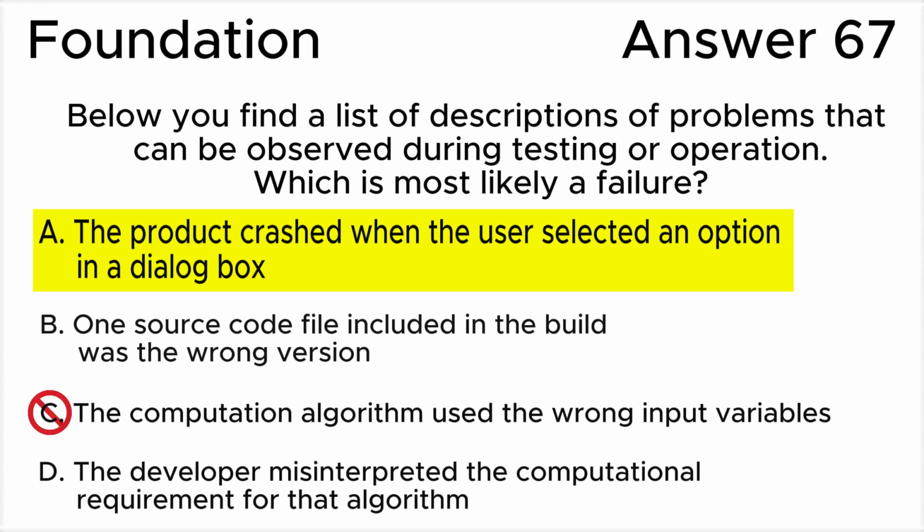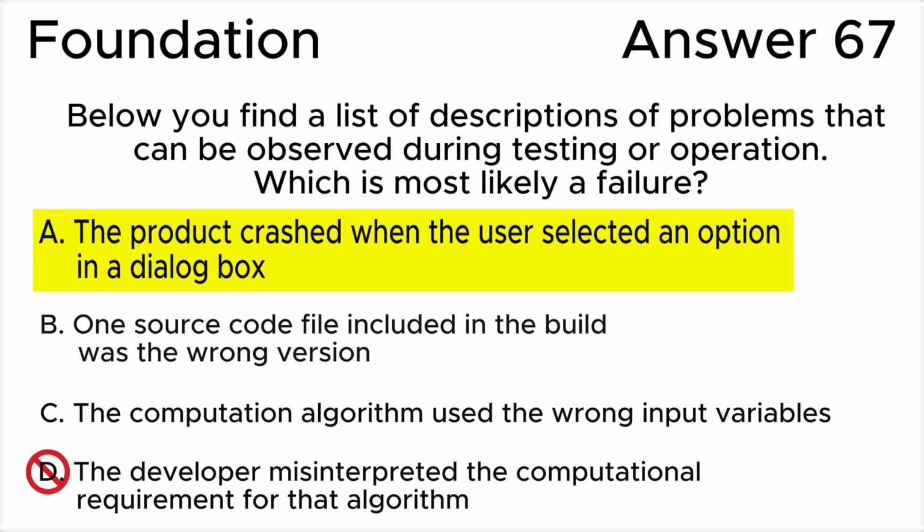Answer C is incorrect because this represents a defect in the software, but it might not always result in a failure, unless it causes incorrect output or behavior. If the wrong input variables don't lead to observable incorrect results, it's a defect, but not a failure, until it impacts the software's functionality or performance.